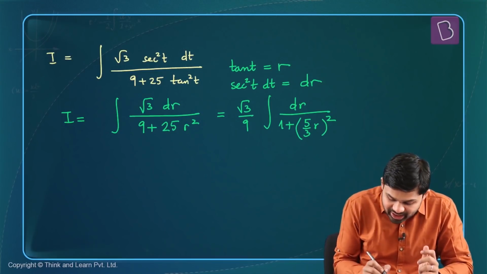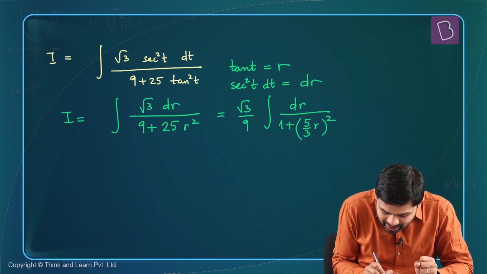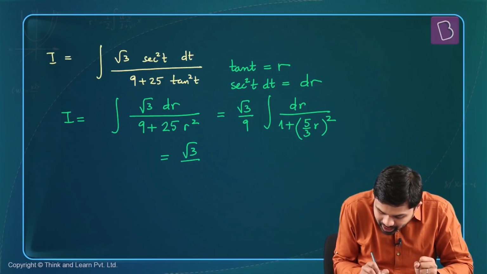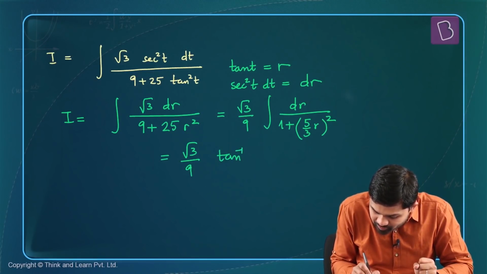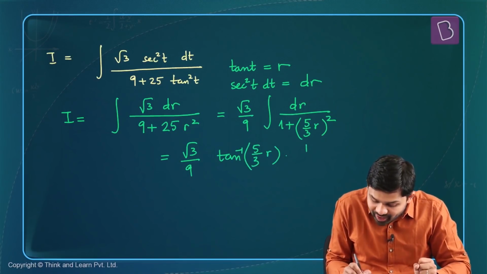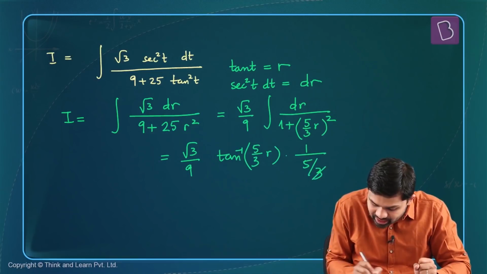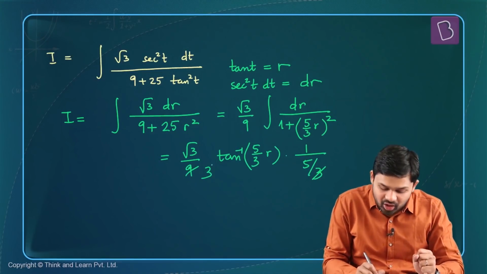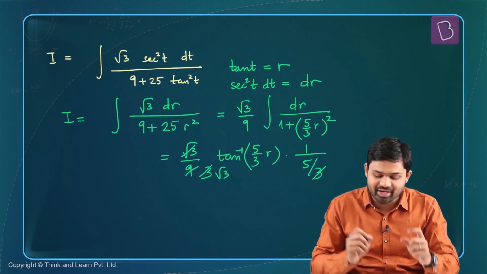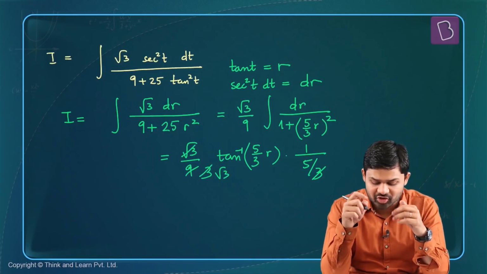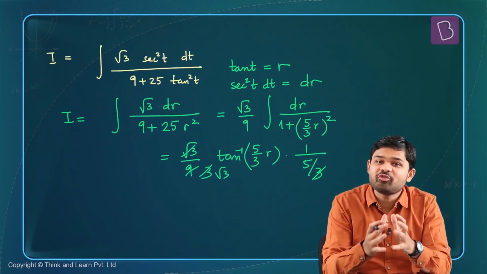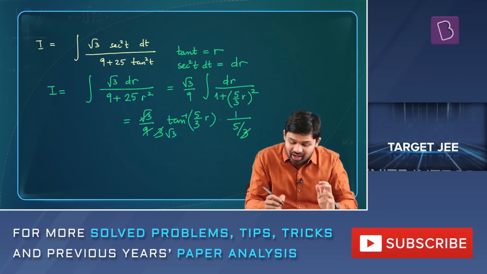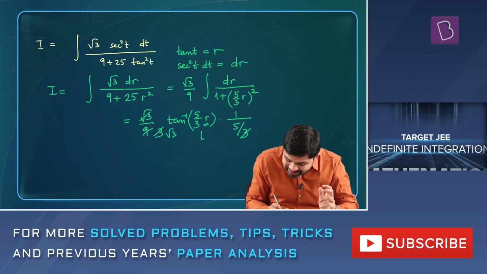So what I will actually get is this answer to be equal to root 3 by 9 and tan inverse of 5 by 3 r. But then do not forget to divide by 1 by 5 by 3. So eventually, after all the simplification, I will get 1 by 5 root 3 tan inverse of 5 by 3 r. So now we've got the value of the integral in terms of r. I can substitute the value of r as tan t.